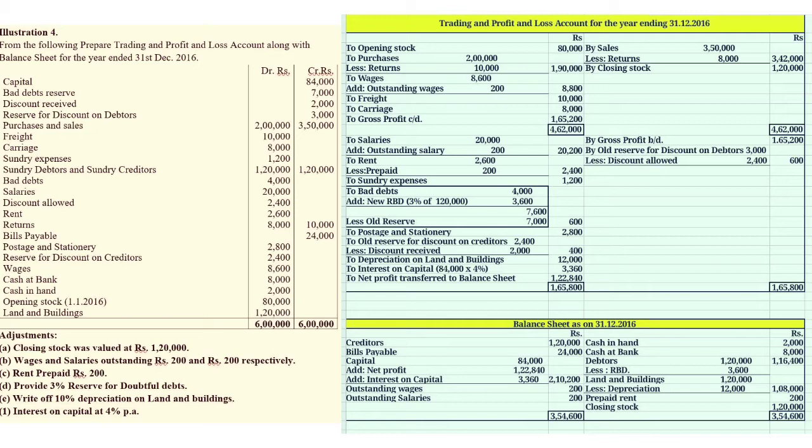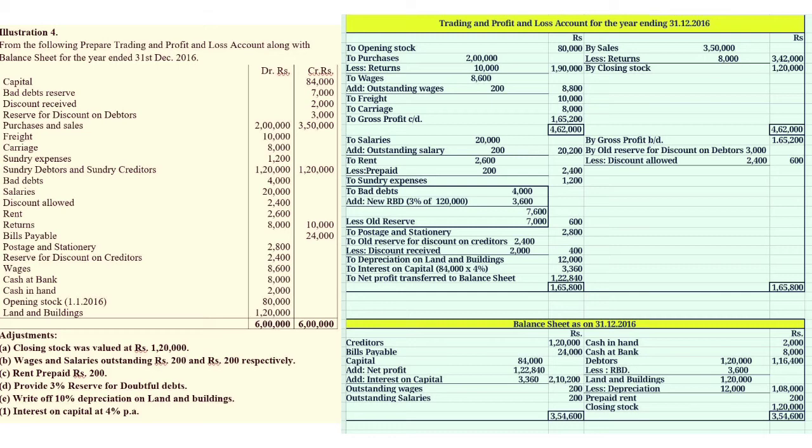Now go to the balance sheet as on 31st December 2016. Go to the asset side. Cash in hand 2,000, cash at bank 8,000, debtors 1,20,000. From that we need to deduct new reserve for doubtful debts 3,600. Outer column 1,16,400. Land and building 1,20,000. From that we need to deduct depreciation 12,000. Outer column 1,08,000.